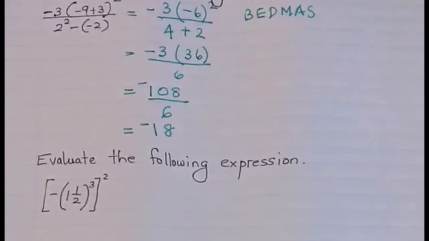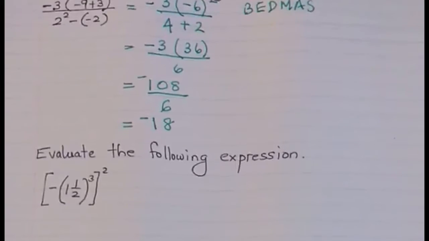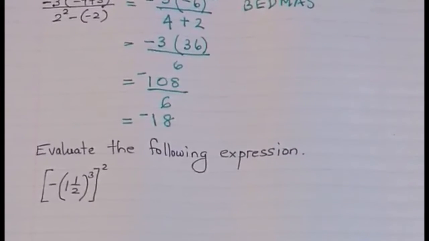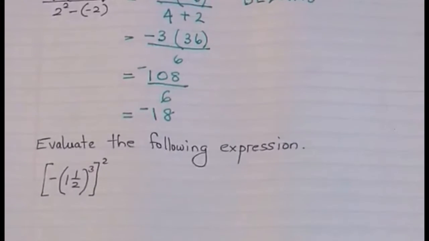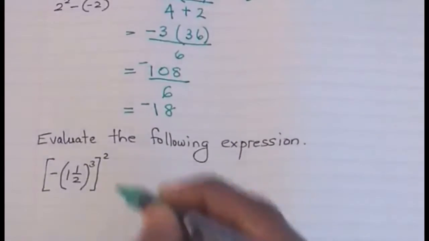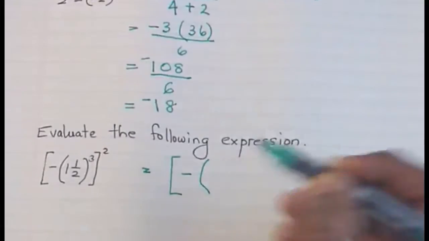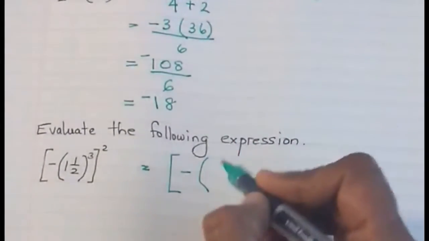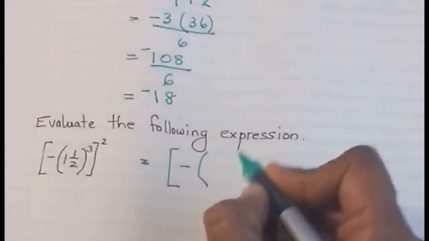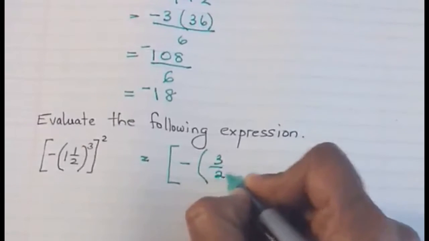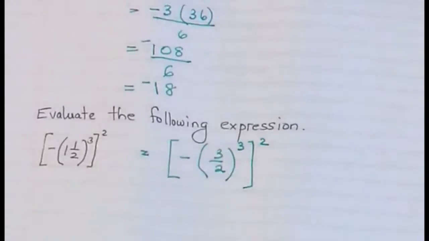Evaluate the following expression. In here, we have a power of a power, and we have a mixed fraction inside the brackets. So let's make the mixed fraction into an improper fraction so that it makes it easy for us to raise it to any power that we have to raise it to. Let's simplify what's inside the bracket. So that's going to be, change it into an improper fraction. So 2 times 1 is 2, 2 plus 1 is 3. 3 divided by 2 raised to the power of 3. So that's still there, and the whole thing raised to the power of 2.